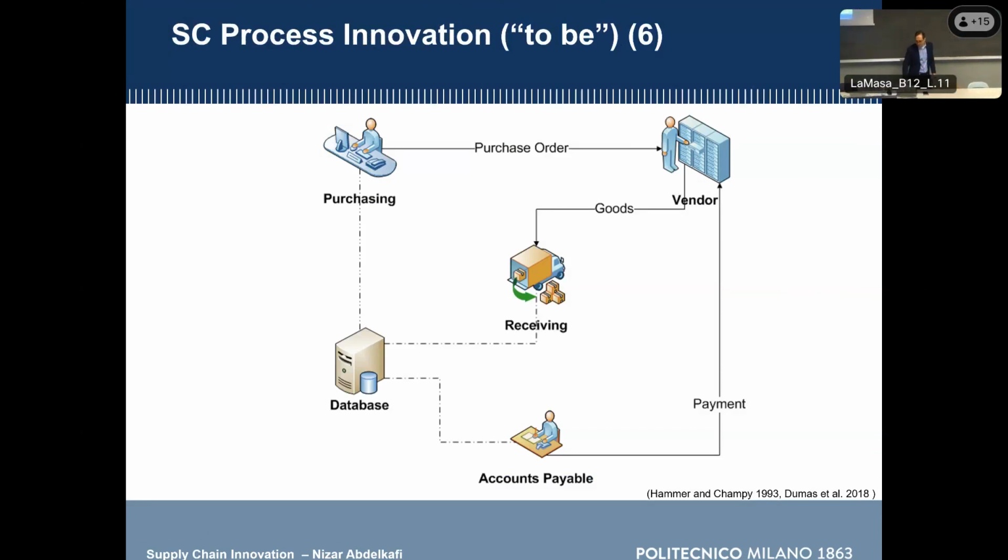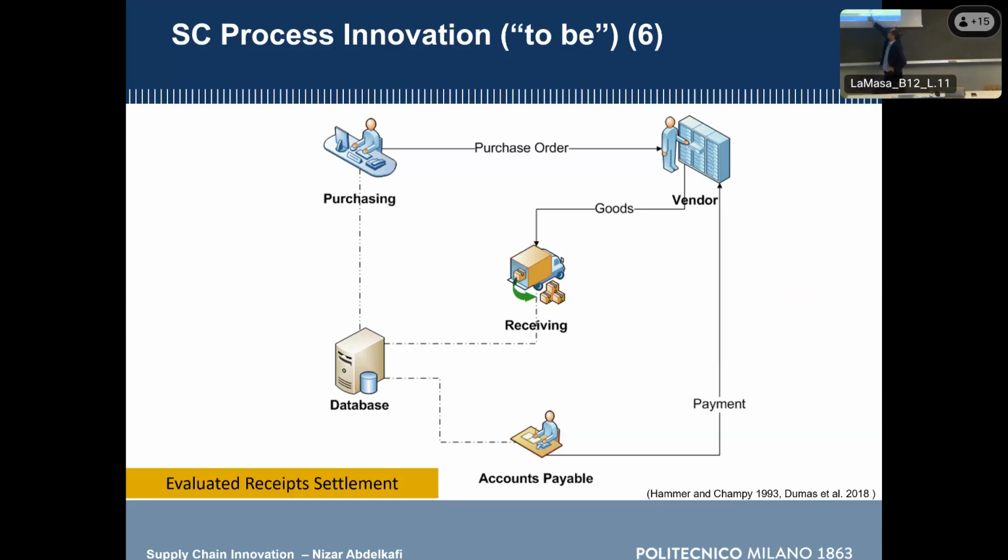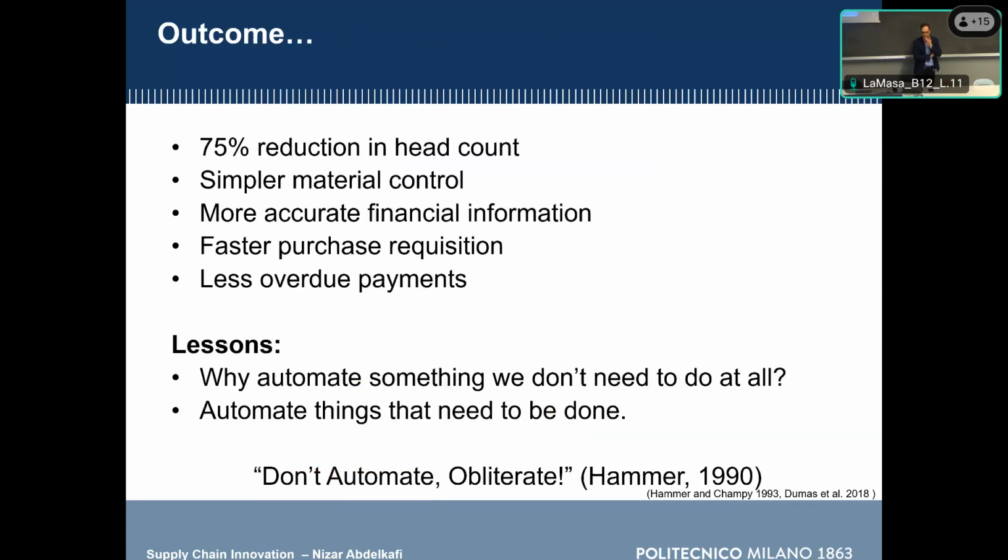Okay. This is, by the way, called evaluated receipts settlement. So we got the evaluated receipts. This is what the accounts payable does, and then we are paying just by evaluating the receipts. The receipts are equal to the purchasing order. We can pay. Now, what is the outcome of this process?